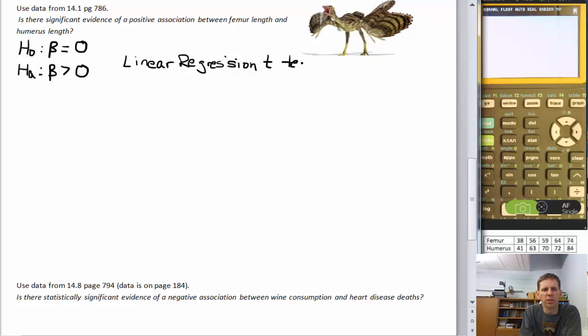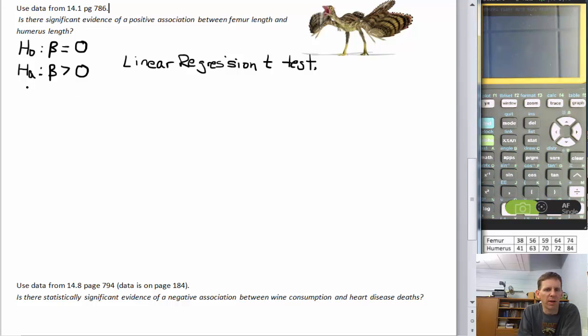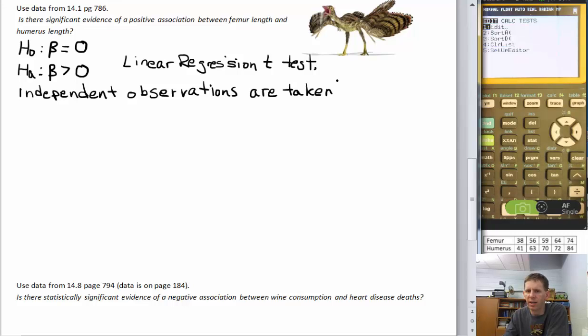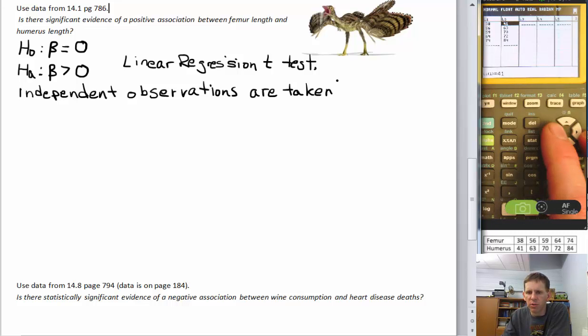Step 2, check conditions. We have 5 observations here. I think it's very reasonable to assume that these are independent observations. So we can say independent observations were taken. To check our next condition, we're going to have to go to the residual plot in our calculator and see what the residual plot looks like. So the first thing we want to do is enter those 5 numbers into your calculator. I'm going to enter those in list 1 and list 2 by going to stat edit. And we're going to enter in these numbers, the 38, 56, 59, 64, and 74 for x. And then the y values are 41, 63, 70, 72, and 84 for y.